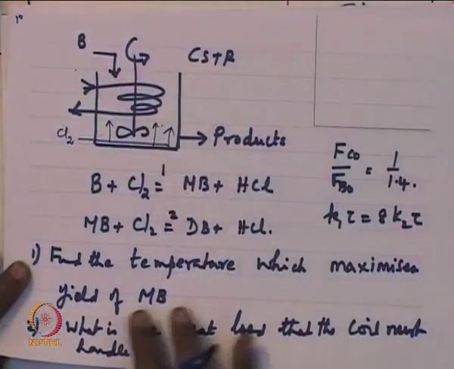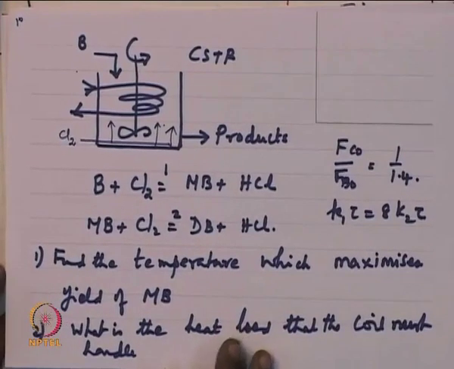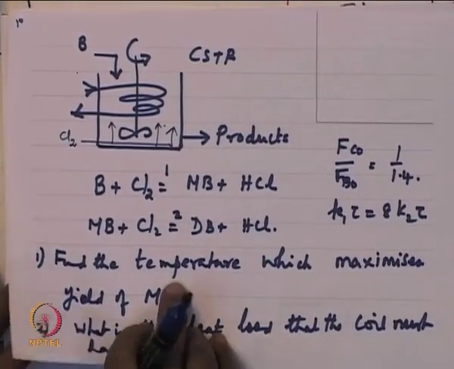Now that we have this question in front of us: what is the temperature which will maximize monochlorobenzene? This is the question that we want to answer, and of course, once we do that, we will do the rest. So, let us do the material balance. As usual, our job is to write the material balance.